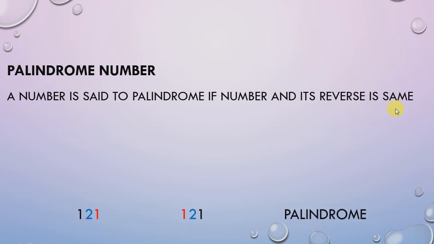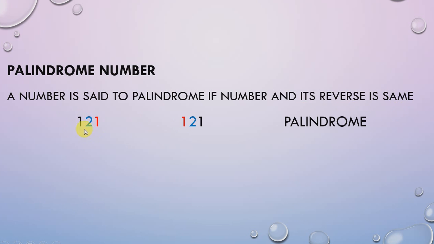Means if you look at this example, which is 1 2 1, and if we reverse this number, we get the same number. So 1 2 1 is palindrome number. If you look at another example, which is 1 2 3 2 1, if we reverse this number, we get the same number, so this number is also palindrome.